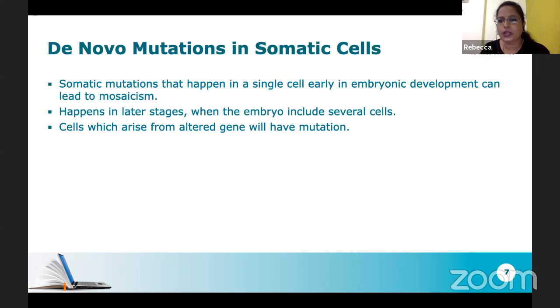Now we are going to see somatic cells. As I told you, the bone marrow, the blood, and all other such cells are called somatic cells. This happens in every cell in embryonic development, and it happens in the later stages, when the embryo includes several cells. Hope you know about mitosis and meiosis, the process of cell division. It happens during cell division when more cells are added. So the cells which arise from the altered gene will have the mutation. Mutation is nothing but the alteration of the genes which is responsible for this cancerous growth.